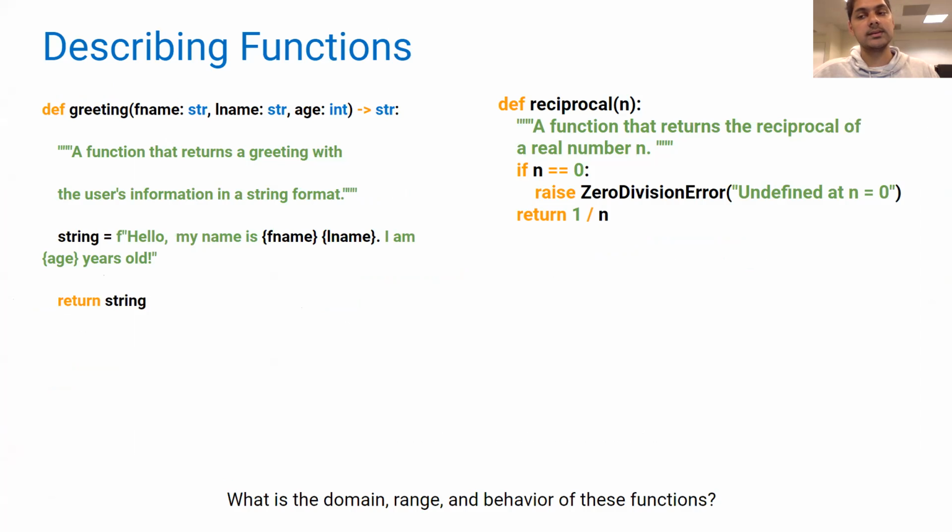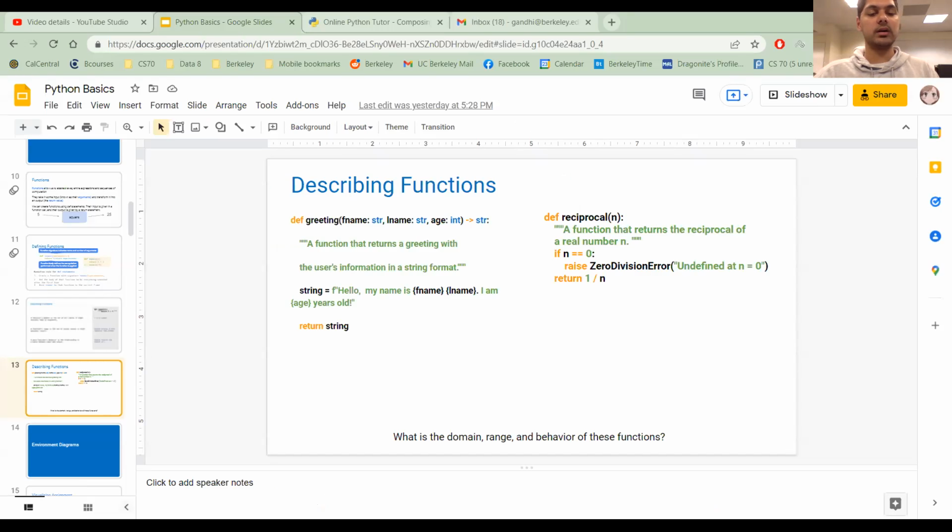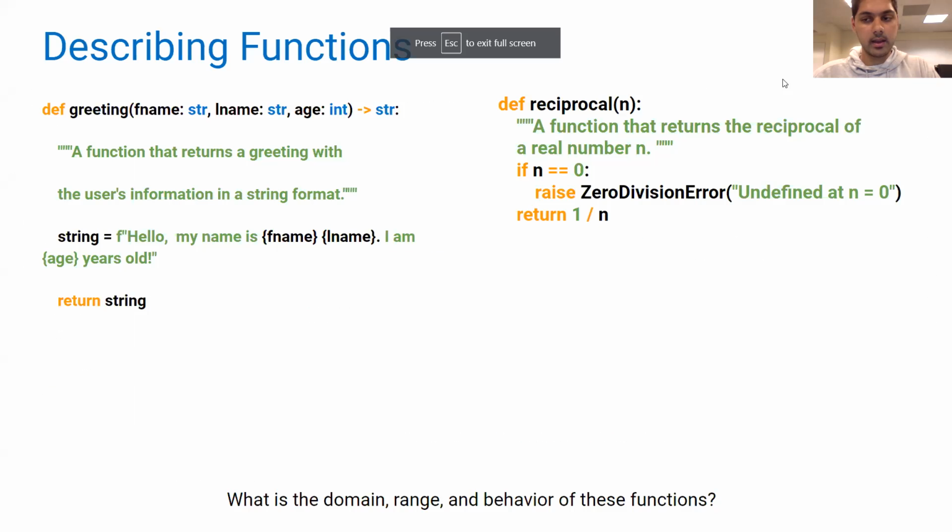The thing is that we can't take the reciprocal of 0, because that would essentially mean that we would be doing 1 divided by 0, which is actually undefined in math. I can show you that 1 divided by 0 is a ZeroDivisionError. You can't divide by 0. Any number divided by 0 is a ZeroDivisionError. So Python doesn't like that. Math doesn't like that. So the domain would be all real numbers except for 0.